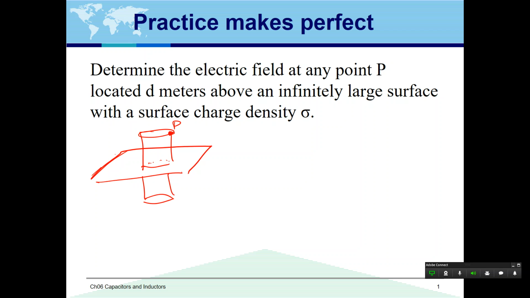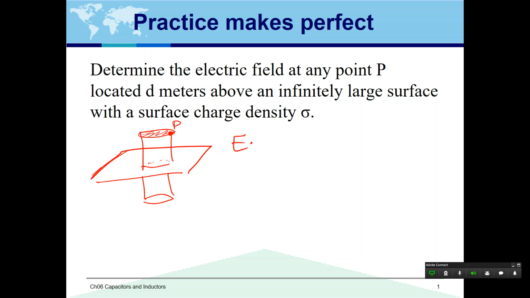And if I were to use Gauss's law, I would say that if I have some closed surface, then the electric field times the area of that closed surface should give me the charge inside divided by epsilon naught. So the electric field, which is what I'm looking for, multiplied by the area of my Gaussian surface. So what is the area of my Gaussian surface?